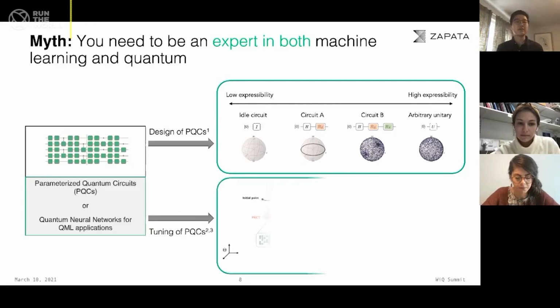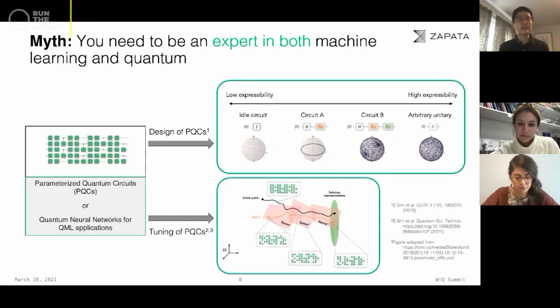And another component of these near-term quantum algorithms is the actual tuning or the optimization of the parameters of your circuit. Towards that end, our recent work at Zapata came up with an algorithm that essentially allowed us to optimize circuits that have thousands of parameters. And so in this way, while I didn't personally start from a classical machine learning background, and I'm no expert in that field, these works over the past few years have really contributed to quantum machine learning research. So this is one example where I wasn't necessarily an expert in both machine learning and quantum, but still got to contribute to the field.